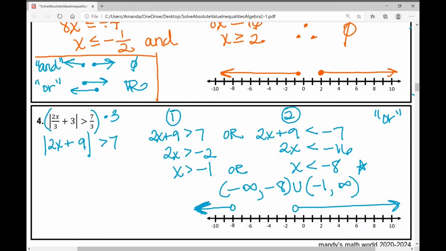And that concludes your notes over solving absolute value inequalities. This typically can be a frustrating topic for a lot of students, so if you're struggling with it, you're just like most students, but I hope this was helpful.